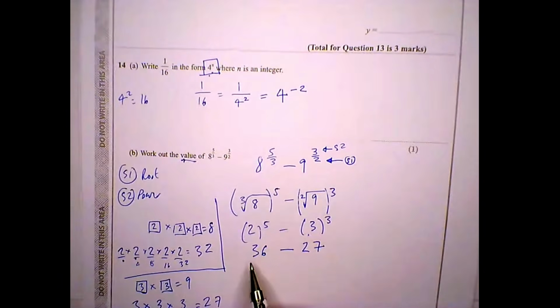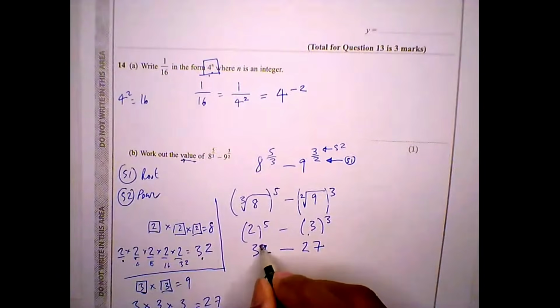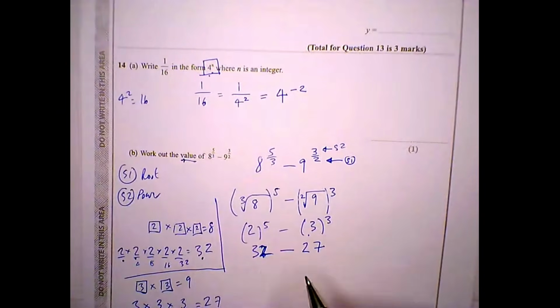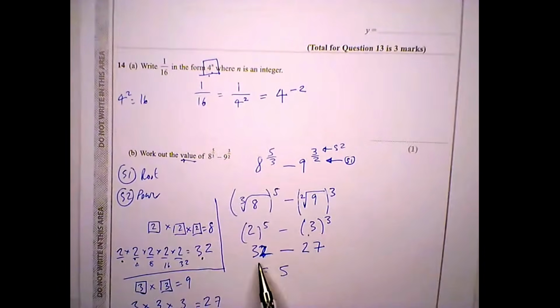And now I can do 2 to the power 5. 2 to the power 5, why did I do that? I wrote 32 and I wrote 36 here. 32, take away 27 is 5. 2 times 2 is 4, times 2 is 8, 16, 32. 32, take away 27.